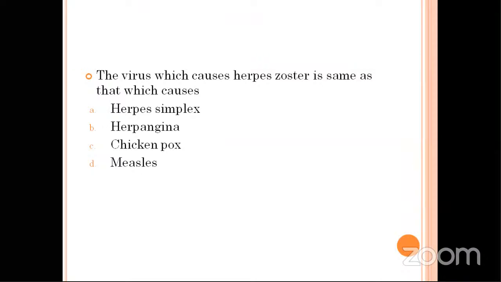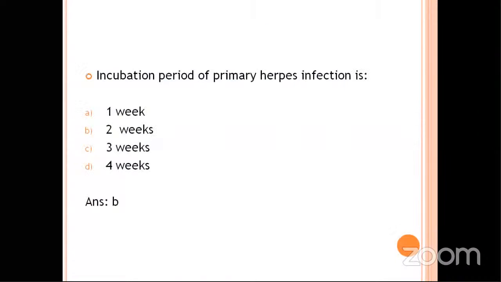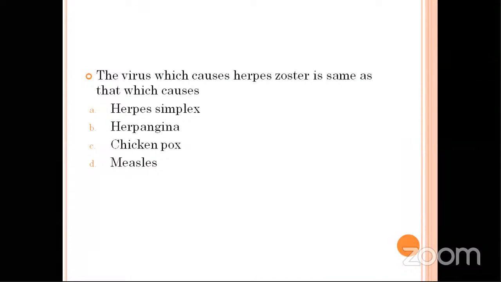So the virus which causes herpes zoster is the same as that which causes chickenpox. If you want the table, you can take a screenshot, I'll just give some time. You can take a screenshot. Okay. And the question they asked was, the virus which causes zoster is the same as that of chickenpox. Okay. Herpangina and measles, we'll be seeing some of the questions.